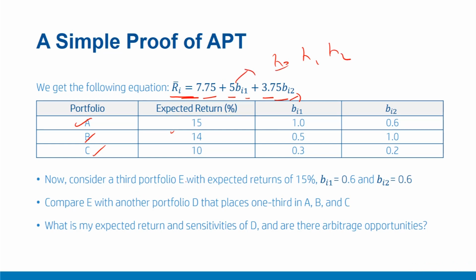Now consider a third portfolio E with expected return of 15%, bi1 of 0.6 and bi2 of 0.6. Let us compare this portfolio E with another portfolio D that places 1/3 of the amount in portfolio A, 1/3 in portfolio B and 1/3 in portfolio C. How do I compute my expected return on portfolio D and its BIs? Noting that it invests 1/3 in all the securities A, B and C, it is quite easy.